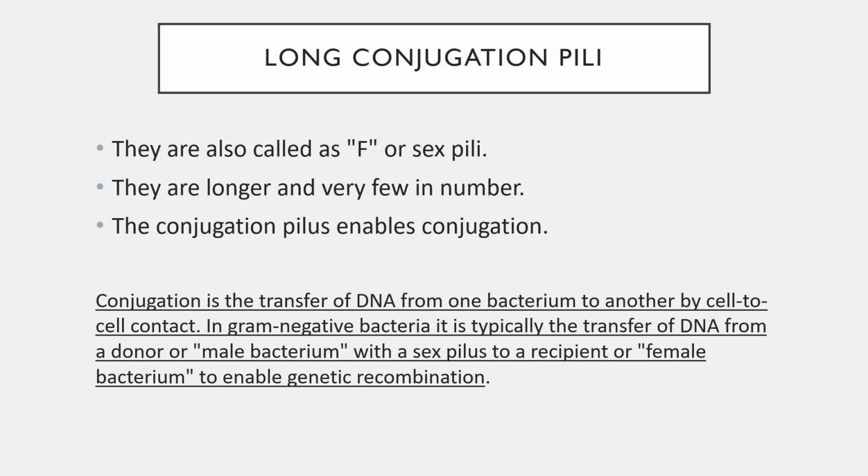So in gram-negative bacteria, it is typically the transfer of DNA from the donor or the male bacterium with the sex pilus. So the male bacterium will have the sex pilus that will get attached to the recipient or the female bacterium, and their genetic material or their DNA or maybe their F plasmid will get transferred from one bacteria to another, and this could happen through genetic recombination.